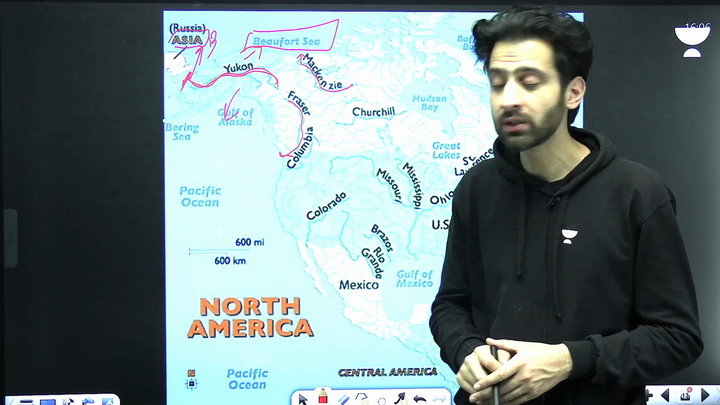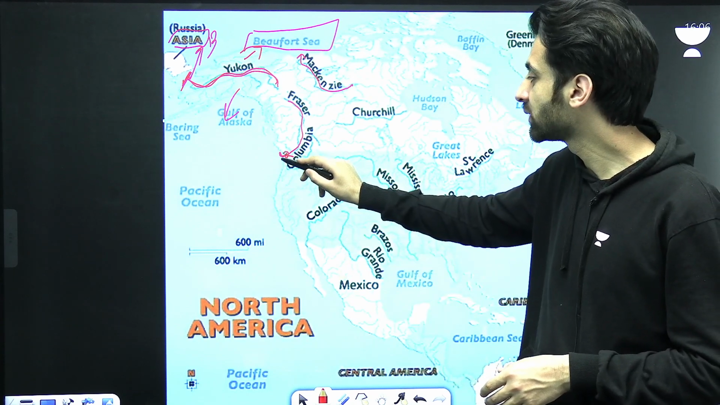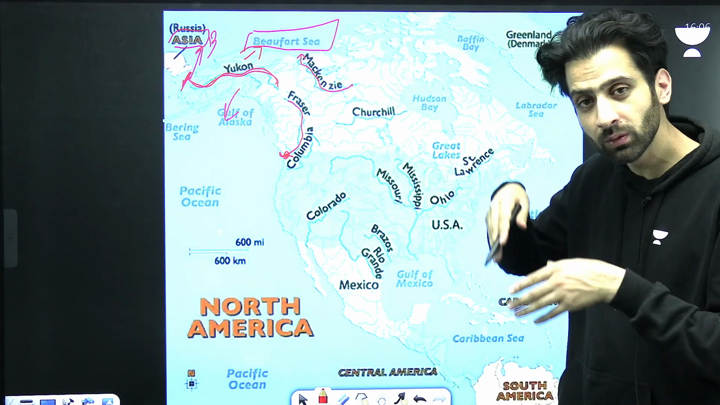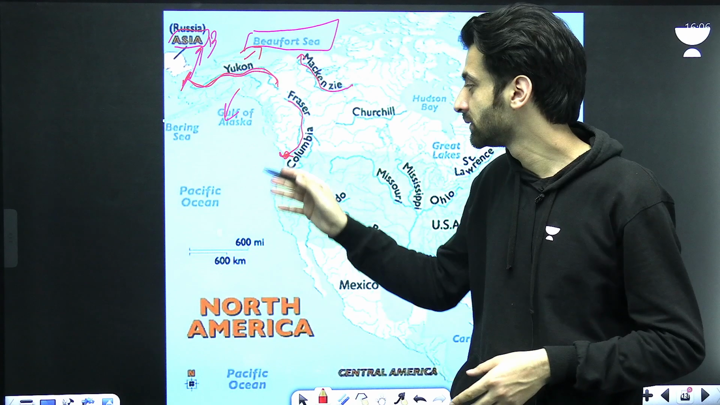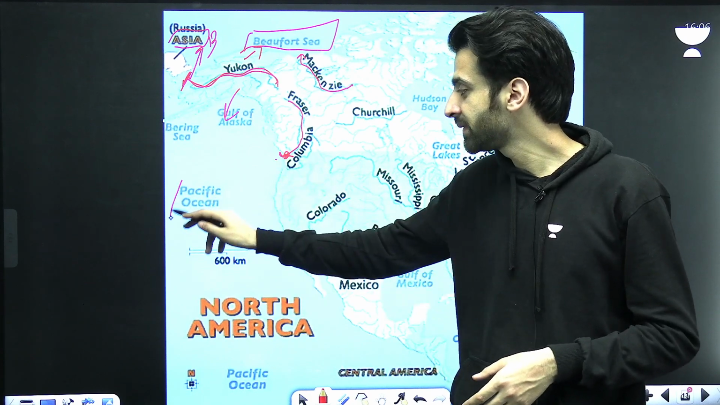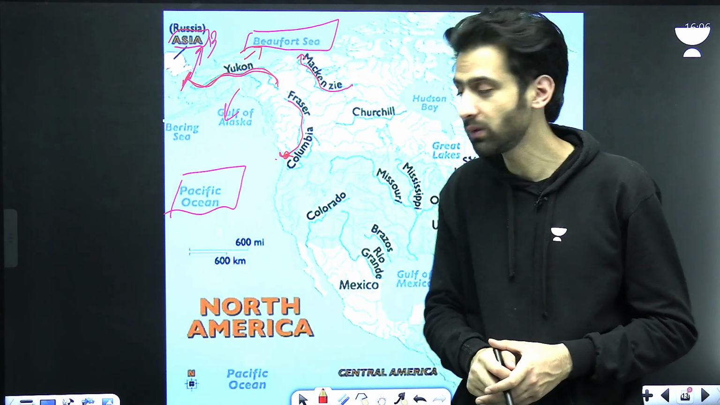and it joins Vancouver. If you know about the map, you will find Vancouver at this region, and Fraser River will go through and drain into Vancouver, along the Vancouver, drain through Vancouver into this region. This is Pacific Ocean. For your information, this is Pacific Ocean.